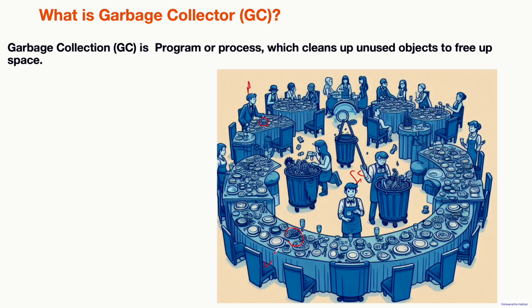Similarly, in a Java program, the objects that are no longer being used will be cleaned up by the garbage collector, and this garbage collector will help to free up the space for the other objects. Just like in the party, when these used plates are cleaned and this place is vacated, this place can be used by other guests arriving to the party, right? Similarly, in a Java program, when used objects are cleaned up by the garbage collector, the new objects will get space in the memory. This ensures that space is managed efficiently.